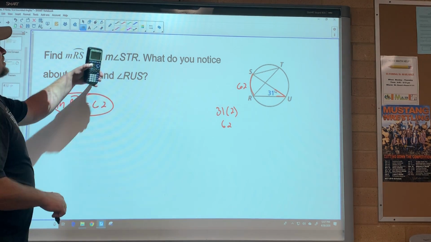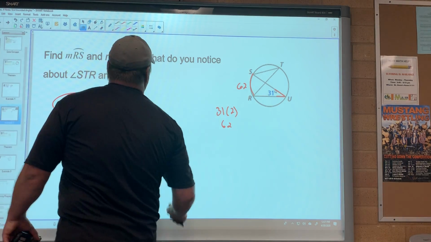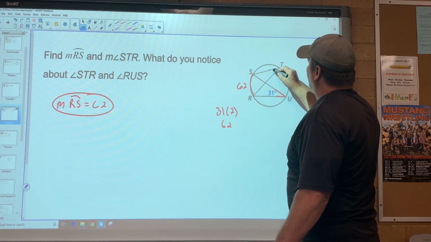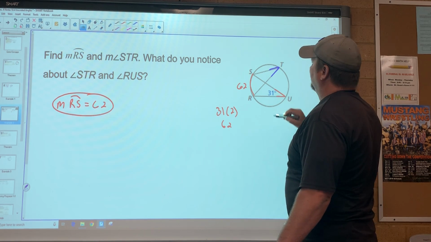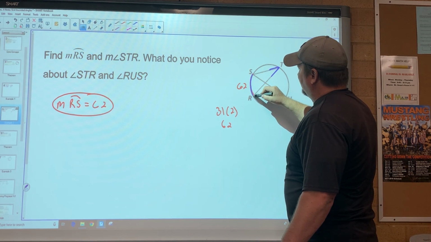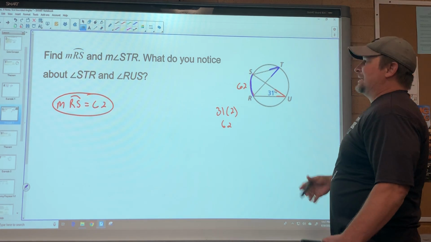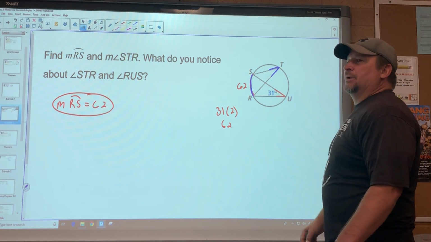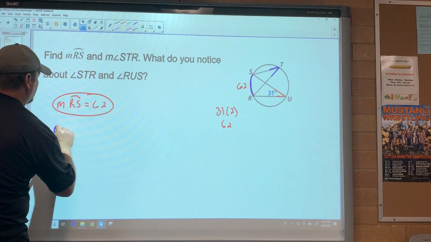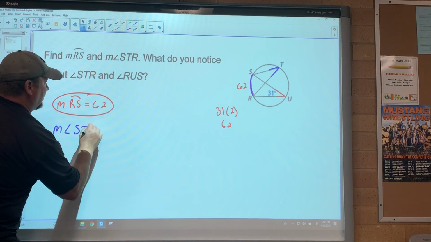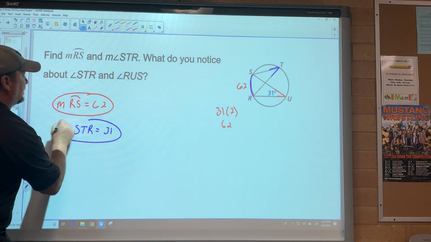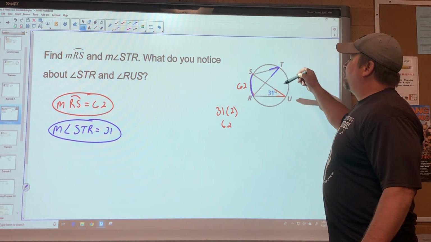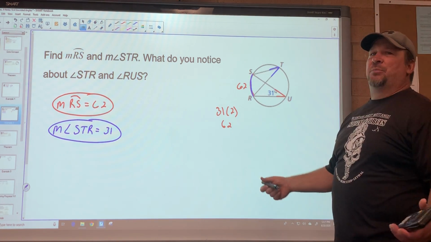That part's done. Now let's go find the measure of angle STR. S-T to R, so I'm going to do it in blue. And that is the arc that is creating it. It's the same as the red. It's the exact same as the red, so what does that tell us? That tells us that those angles must be congruent. So the measure of angle STR has to be 31. Basically, if two inscribed angles make the same arc, they have to be congruent.